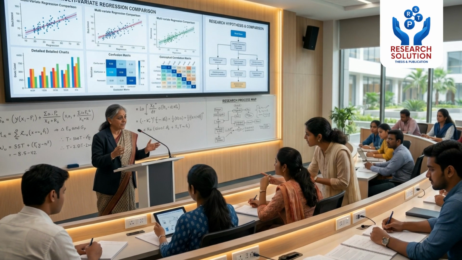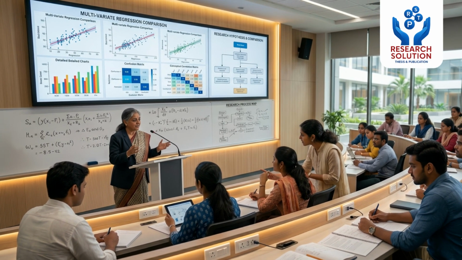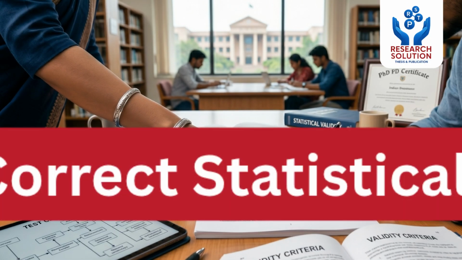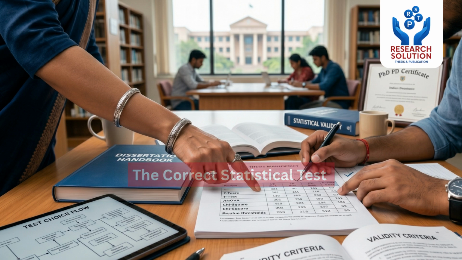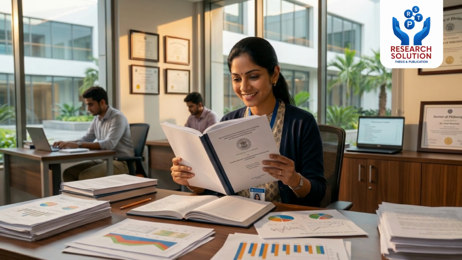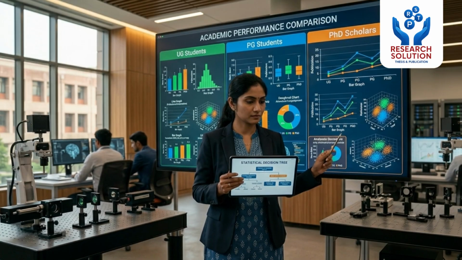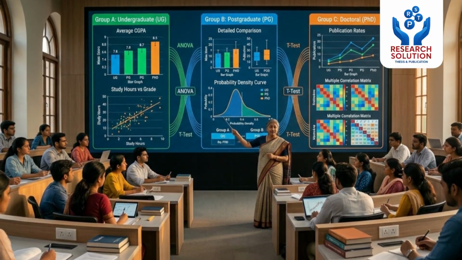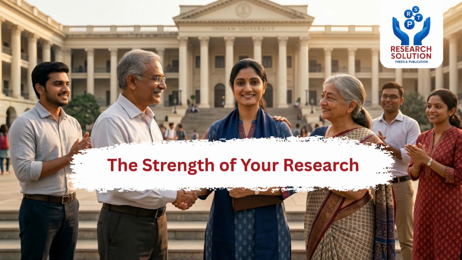Both techniques help researchers make evidence-based conclusions and strengthen the credibility of their thesis or dissertation findings. Choosing the correct statistical test not only improves the quality of your research, but also ensures that your results are scientifically valid. Before selecting a test, always consider your research question, the number of groups being compared, and the nature of your data. A small statistical decision can make a significant difference to the strength of your research.